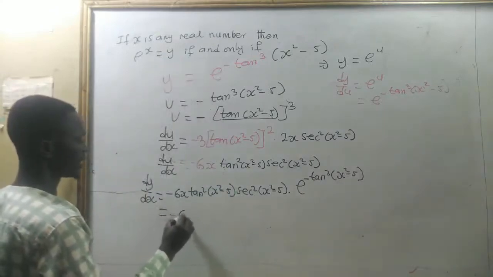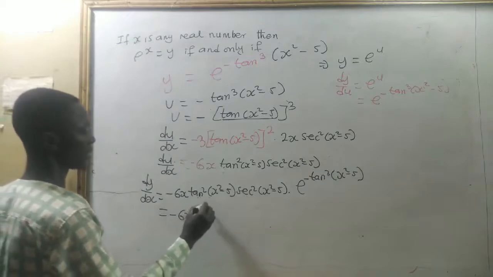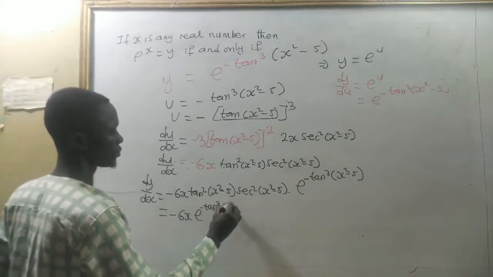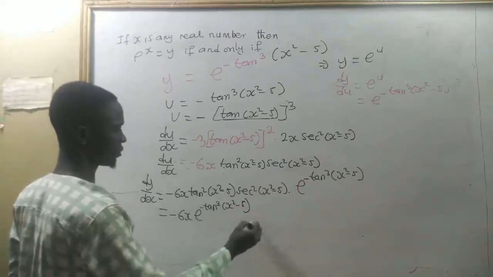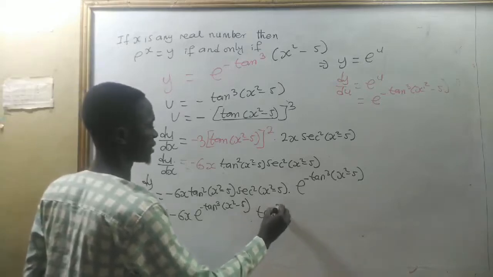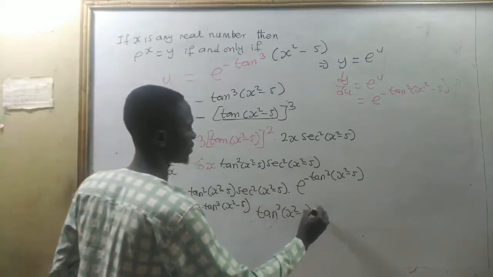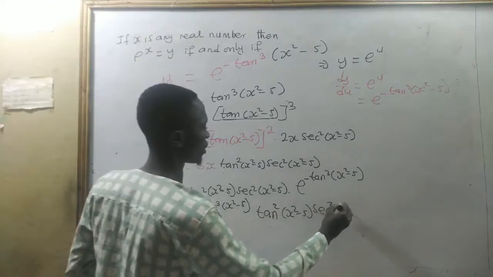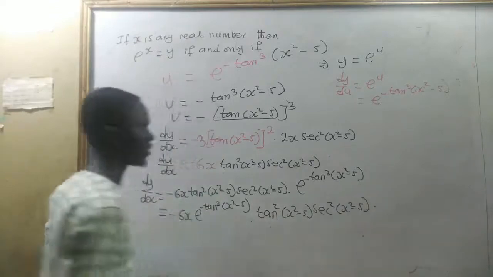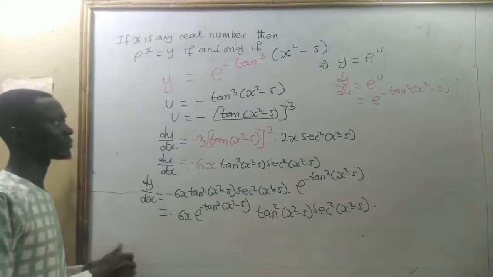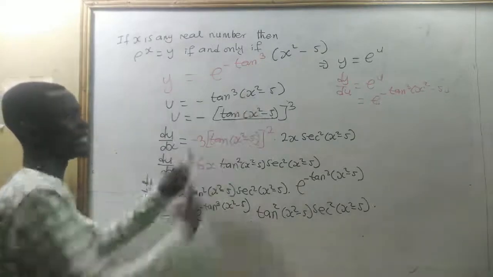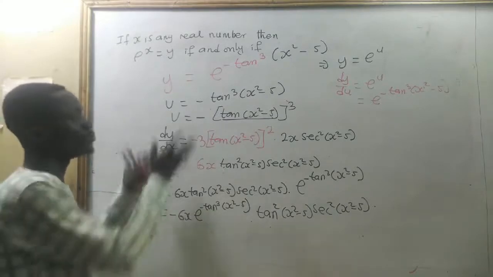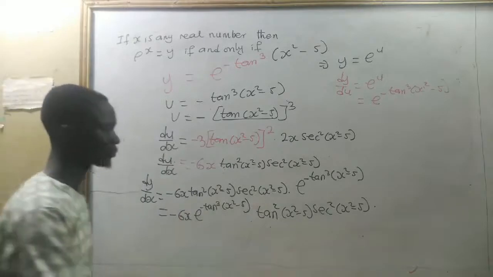And that will give us negative 6x e to the power negative tangent cube s squared minus 5 times tangent cube s squared minus 5 times tangent squared times secant squared s squared minus 5 as our final answer. Please, this one is mixed derivatives, so check the description for the sequence of videos that will improve your understanding better.